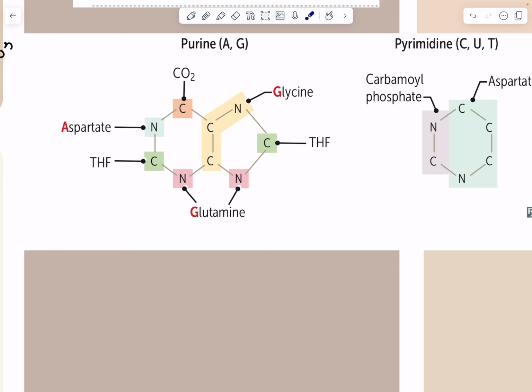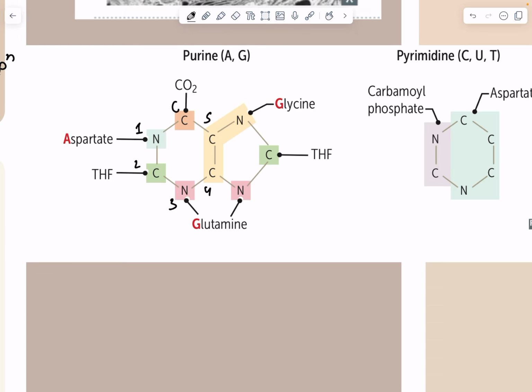First of all, when we have to memorize its structure, we can remember that we have to draw a hexagon first, and then we can draw a pentagon. In the hexagon, we'll start numbering from here. This is 1, 2, 3, 4, 5, 6, and then 7, 8, 9. This is its structure.